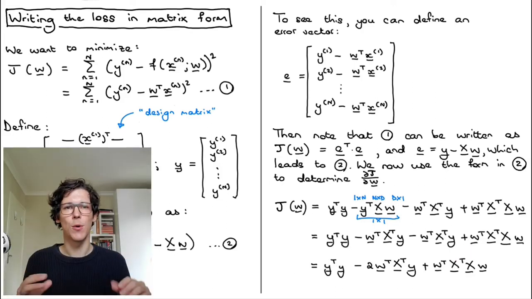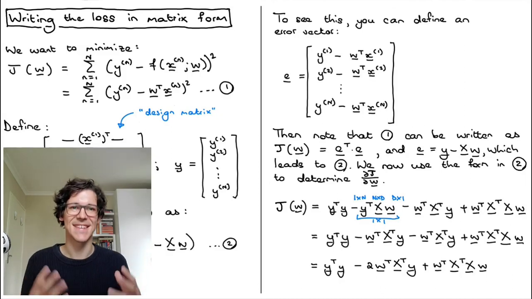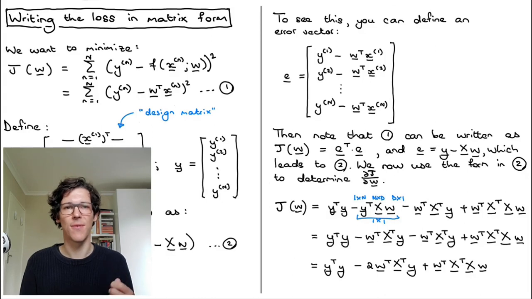So in this video, we've defined the model explicitly and we've chosen a loss function, and then we wrote out that loss function in matrix form, as you can see on this slide. So in the next video, we will finally actually take the derivative of the loss function with respect to the parameters and find the optimal setting of this parameter vector w.